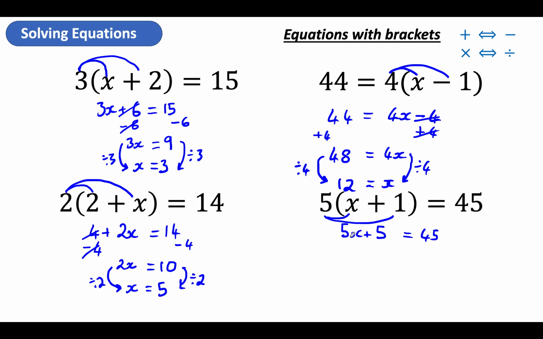Remember, deal with the number touching the letter last. We'll deal with this positive 5 first, and we'll deal with that by taking away 5, because 5 take away 5 is nothing.